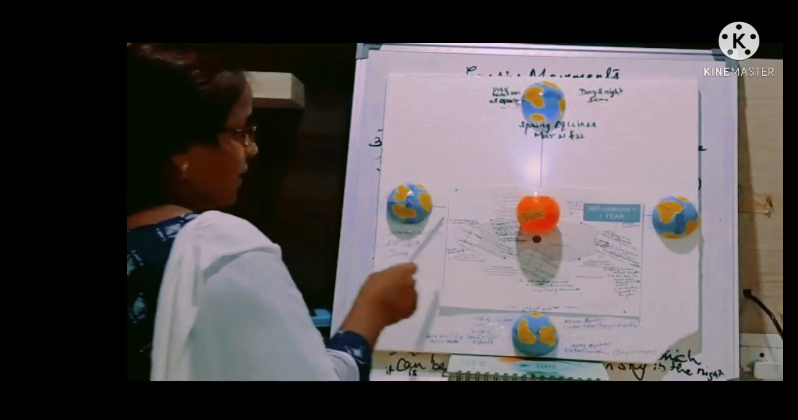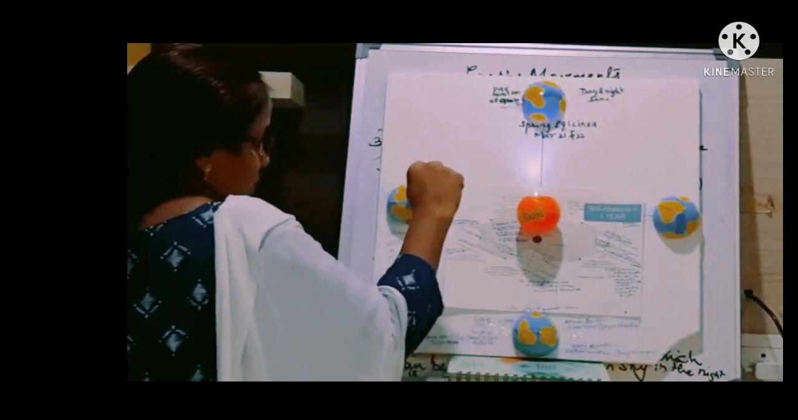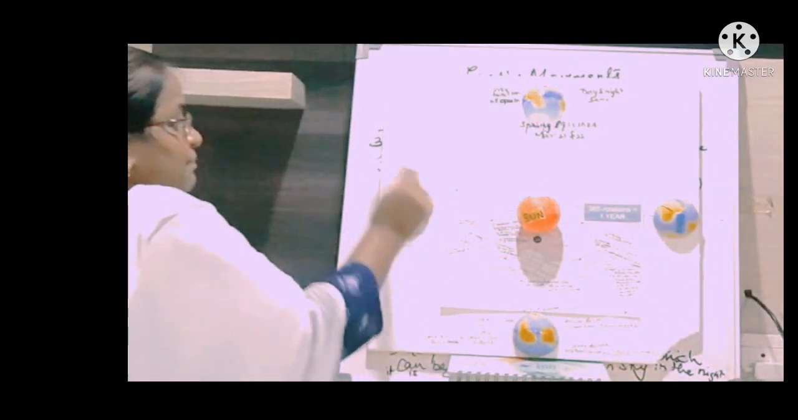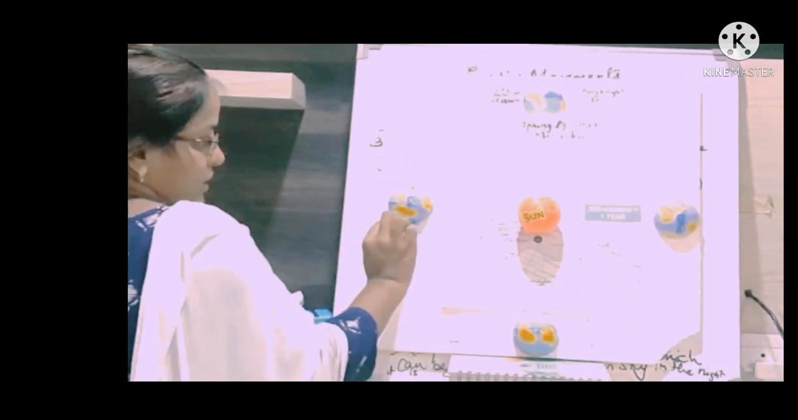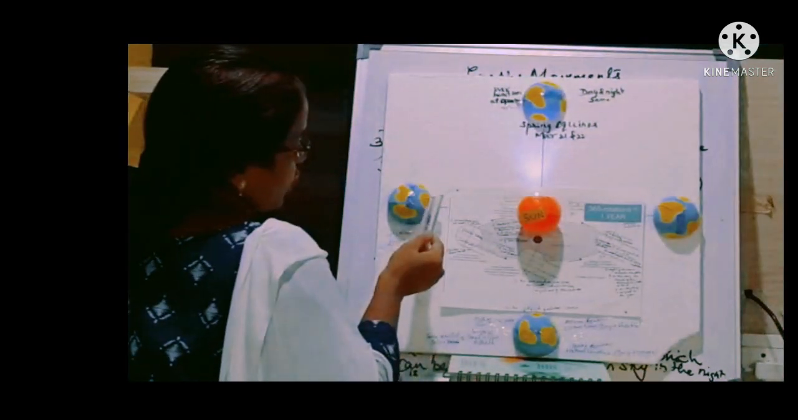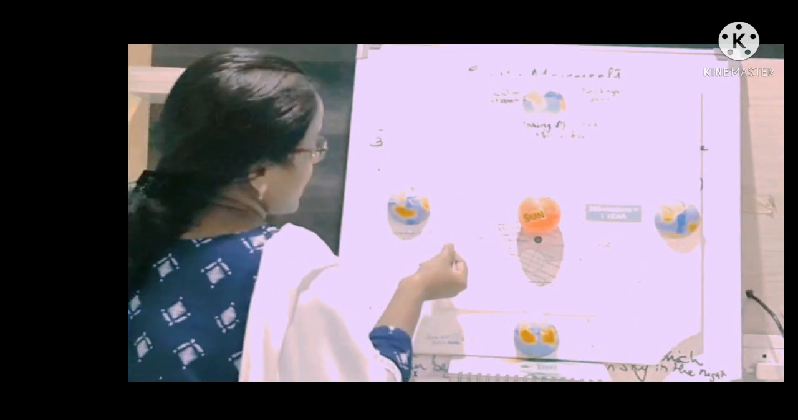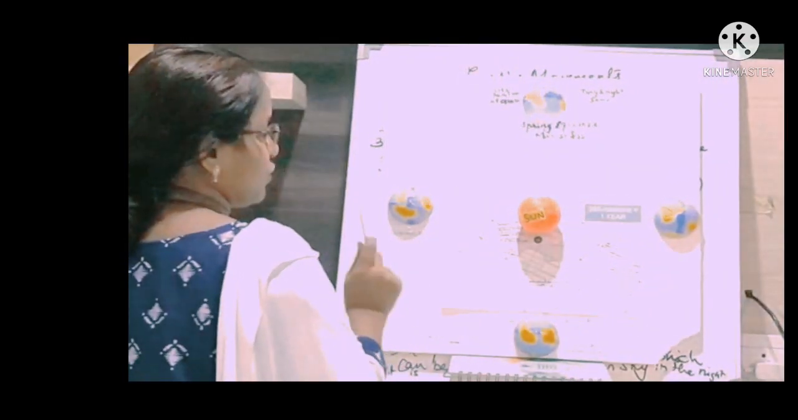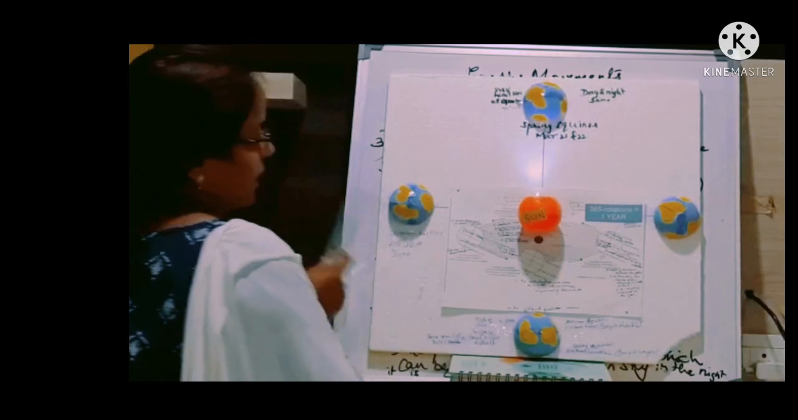One more point I would like to add to this: as the northern hemisphere, the Tropic of Cancer, is facing the sun, here the Arctic region will be having daylight for 24 hours. Did you understand my point, dear children? See here the earth and the Arctic region. We know here it is Arctic, here it is Antarctic. We all know these two regions. As the overhead sun is falling on the Tropic of Cancer, which is in the northern hemisphere, the Arctic region will experience 24 hours of daylight on 21st or 22nd of June. And here in the Antarctic region in the southern hemisphere, it will experience 24 hours of darkness.